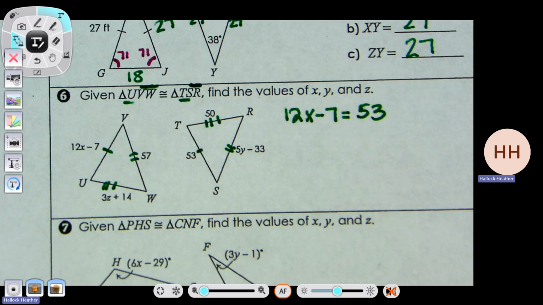That's the directions. Oh, no. We don't have to plug it in, because it just says find X, Y, and Z. It doesn't say find the lengths. Which also, we would already know the lengths. We know that it equals 53, it equals 50, it equals 57. So we just need to find that.